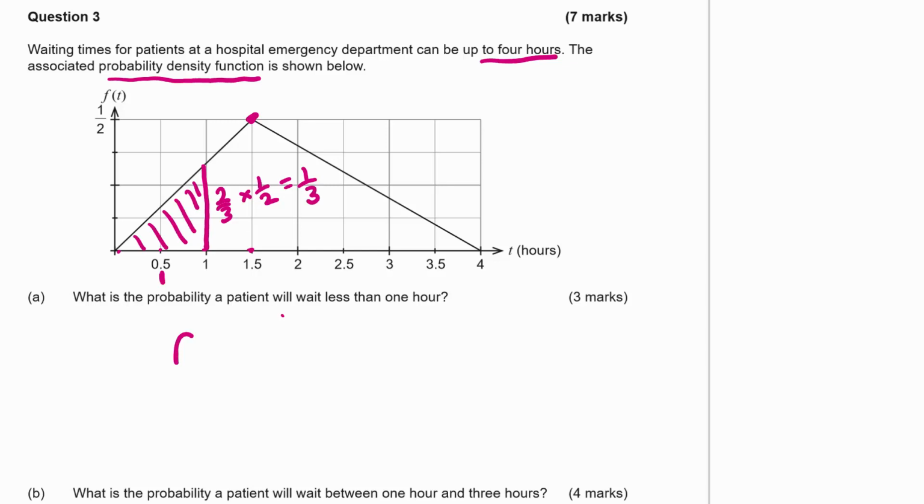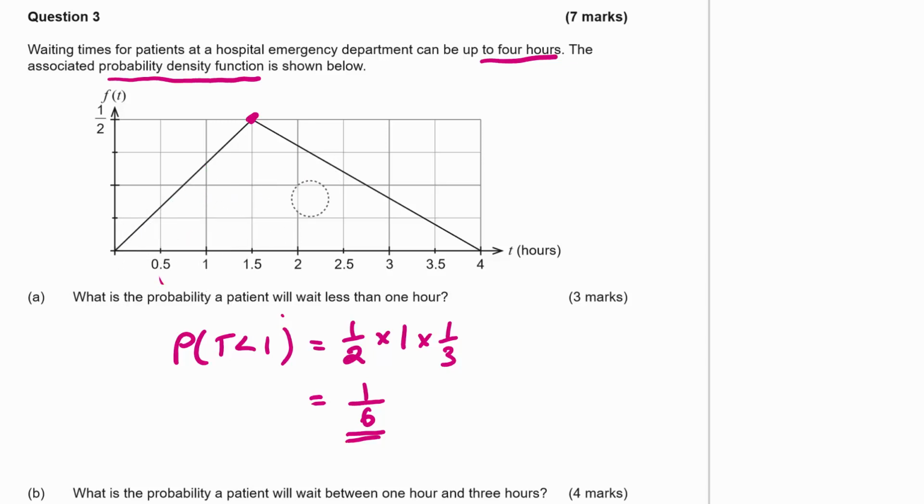So the probability that the time is less than 1 is going to be the area of the triangle, which is a half times the base times the height, and that's going to be 1/6. There are other ways you could have done that. For example, you could have worked out the equation of this line. So rise over run, we can see that it's 0.5 over 1.5, and then you could have integrated that function.